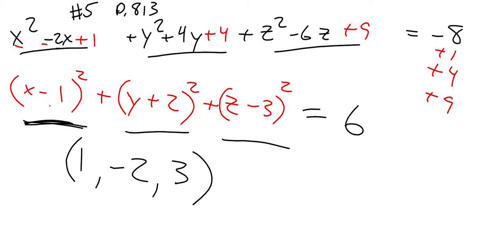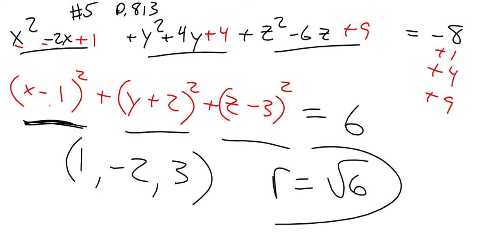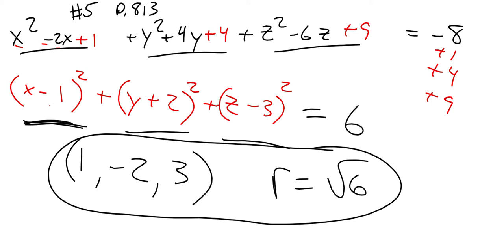And then the radius is going to be the square root of this number, so the square root of 6 is our radius. So this sphere has a center at 1, -2, 3, with a radius of the square root of 6.